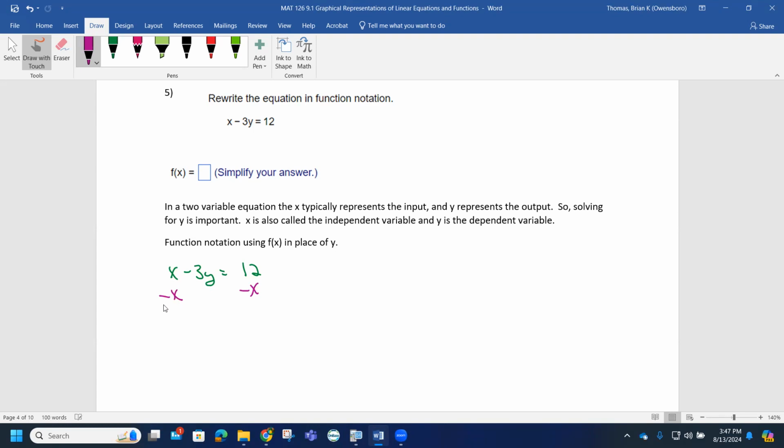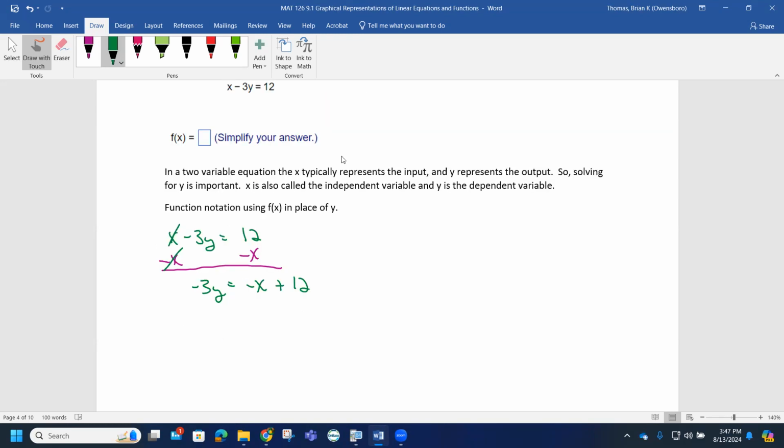So I put a negative x on both sides of the equation. In doing so, the negative x will zero out, and we have this -3y. Since these are not like terms, they cannot be added together. So we have a negative x and a 12 comes down. I usually like to write the variable first and the number second. Then, to get rid of this coefficient of -3, we need to divide by that coefficient. So we can divide both sides by -3 like this.